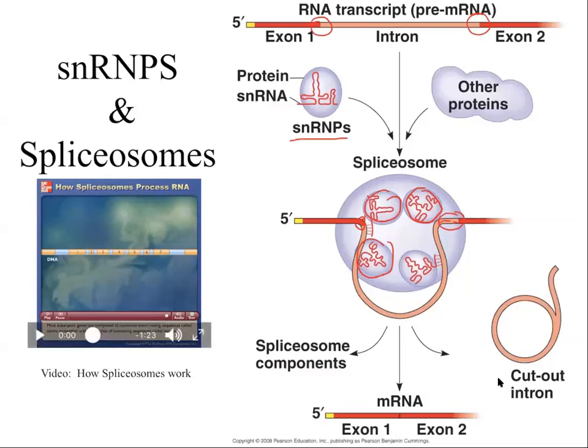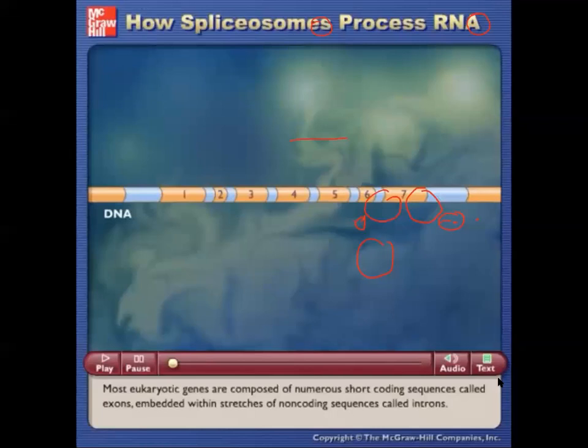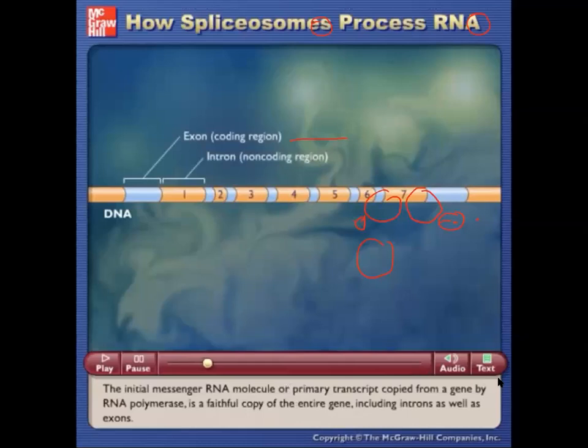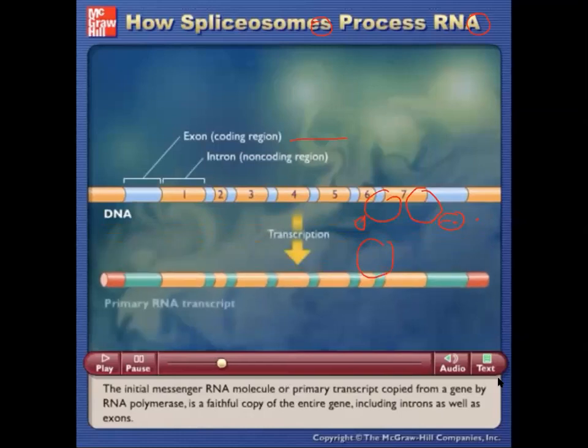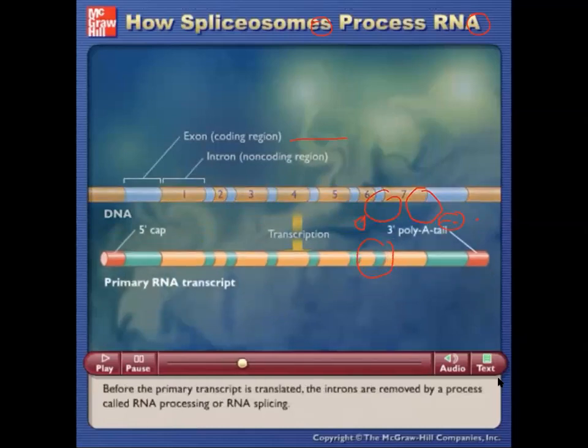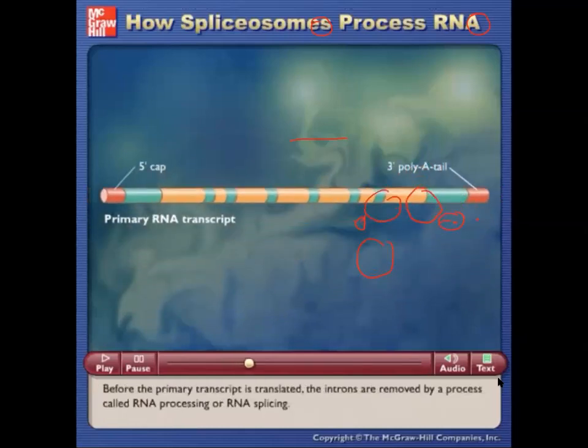So here's how it works. Most eukaryotic genes are composed of numerous short coding sequences called exons, embedded within stretches of non-coding sequences called introns. The initial messenger RNA molecule, or primary transcript copied from a gene by RNA polymerase, is a faithful copy of the entire gene, including introns as well as exons. Before the primary transcript is translated, the introns are removed by a process called RNA processing or RNA splicing.